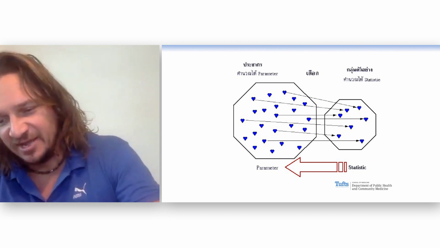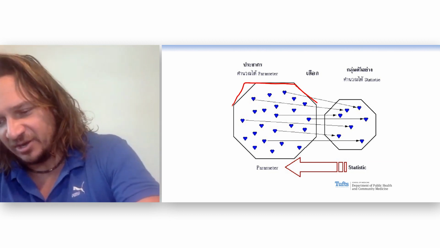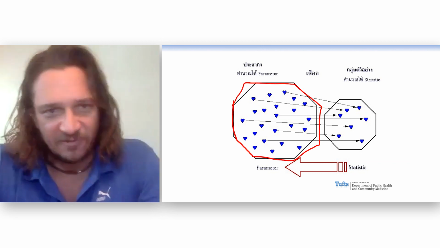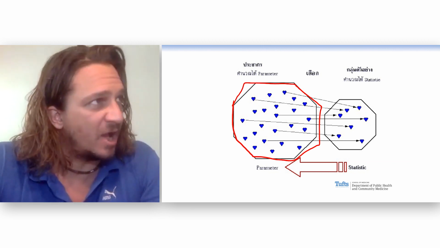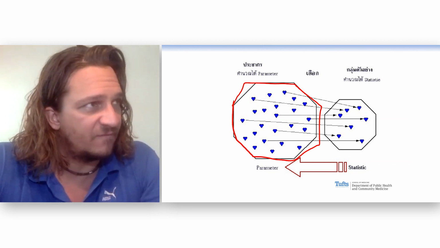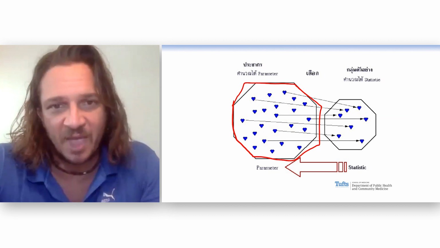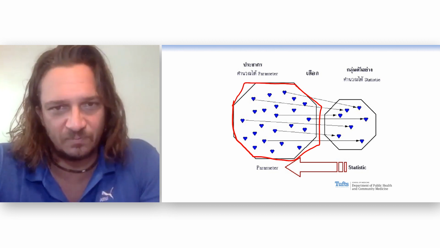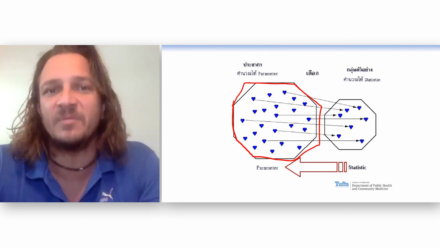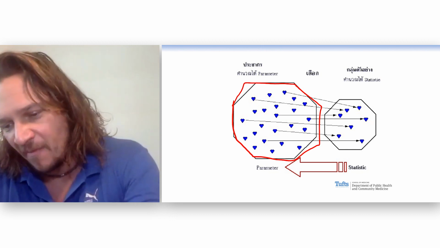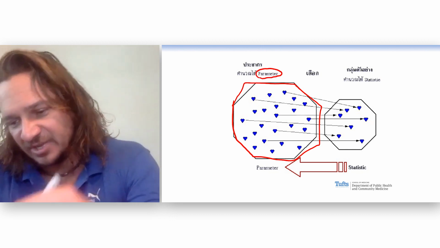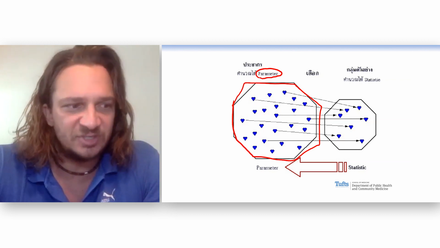You have this population of elements here. And again, it might be the population of HIV positive Hispanic men living in Washington, D.C. That's the population that you want to make a statement about. And there's a number that describes elements of that population. That number is the parameter.